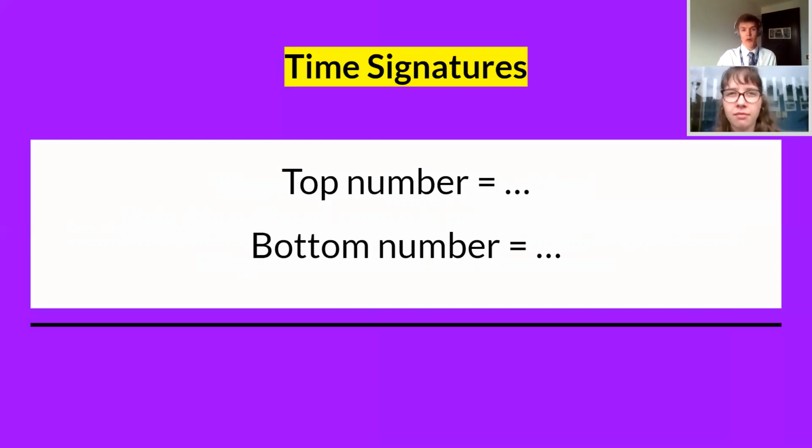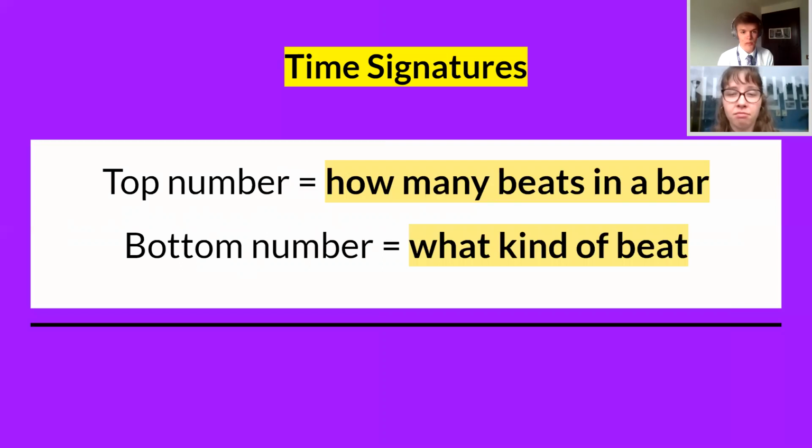So the top number, of course, is how many beats there are in that bar, and the bottom number is what kind of beat we're talking about. Okay, that's all you need to know. If you're really happy with that, then you'll never have a problem with any time signature.